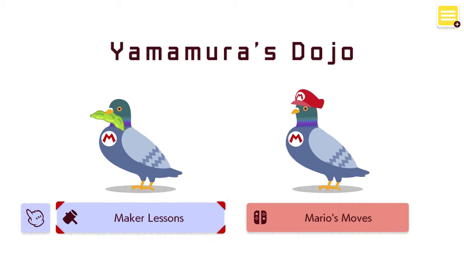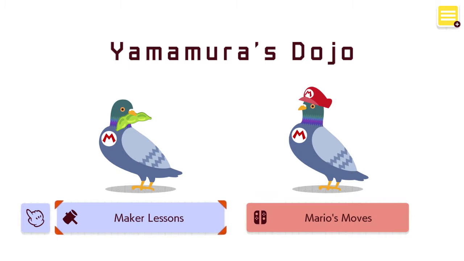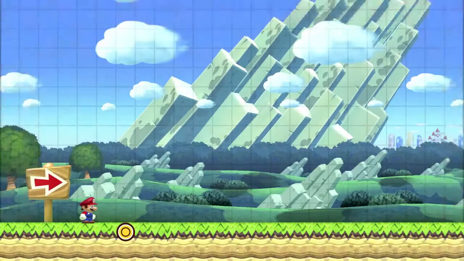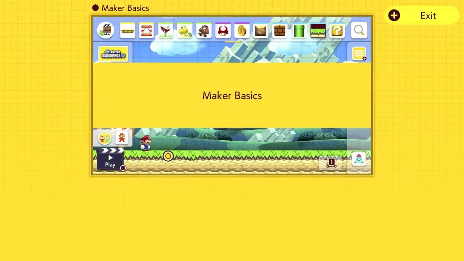So basically, we're in Yamamura's dojo. Basically, you have Making Lesson or Mario's moves. I wonder what Maker Basics is. Oh, no. Let me out.